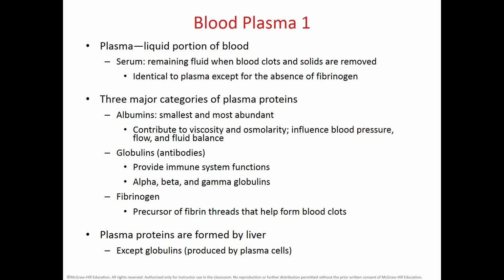The third type of proteins that you have within the plasma will be fibrinogen. Fibrinogen is a precursor of a thread of protein that we know as fibrin. And this fibrin will help to form a blood clot because it will help to trap red blood cells, platelets, calcium and other cells so you can form a blood clot.